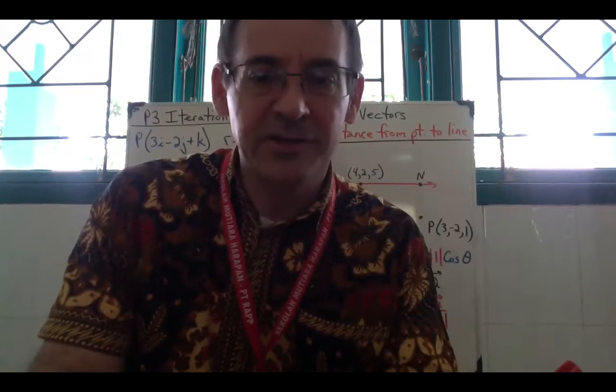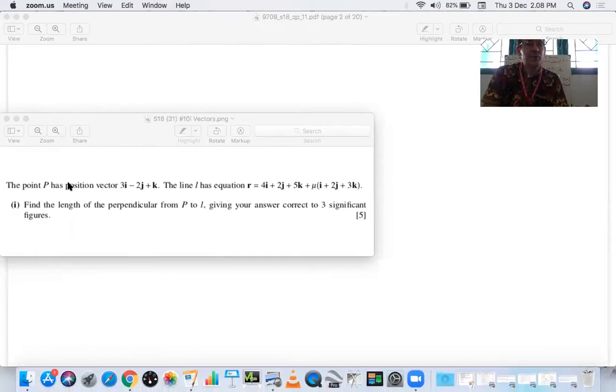So actually, before we get started, let you look at the question itself here. So it says the point P has the position vector 3i minus 2j plus k. The line L has the equation r equals 4i plus 2j plus 5k plus mu times i plus 2j plus 3k. So here you can see the point as well as the line are in component form. Find the length of the perpendicular from point P to L, giving your answer correct to 3 significant figures.